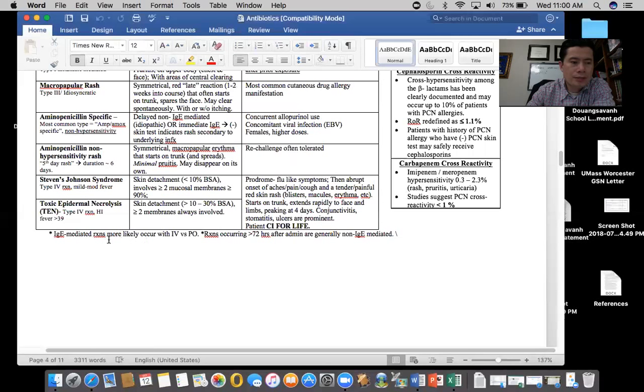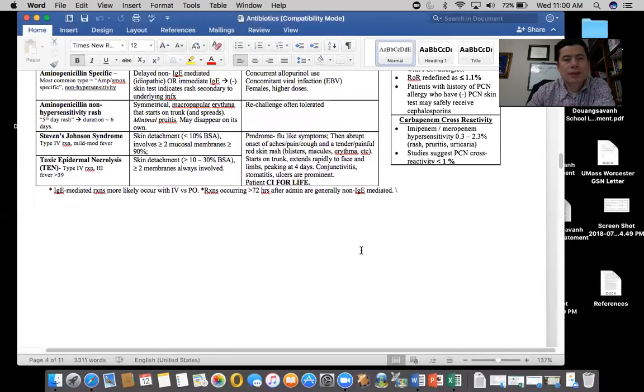So the IgE-mediated reaction, you can get up to 72 hours after administration. So beware of that. Like my son, he's allergic to Zithromax. The difference with that is you receive the first dose, the second dose, and you get nothing, no reaction. But it's the third dose that he had a reaction.